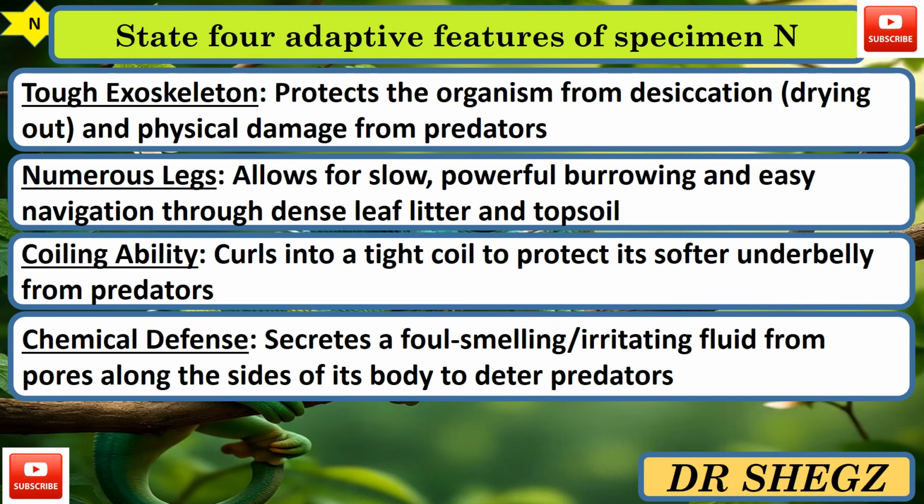Adaptive features, of course, it has a tough exoskeleton. Remember, we also did endoskeletal structures, so you may be asked to compare which one is exoskeleton, which one is endoskeleton. And remember, exoskeleton is made of chitin, while the endoskeleton is of bones. So it has a tough exoskeleton, numerous legs, coiling ability, and chemical defense. So these are adaptive features that help it to survive in its habitat.